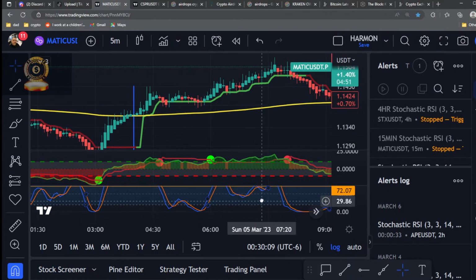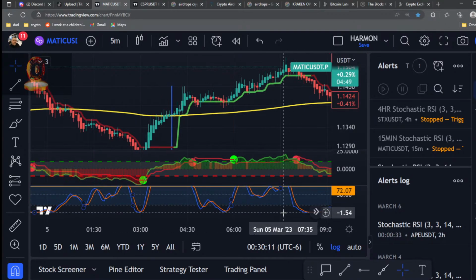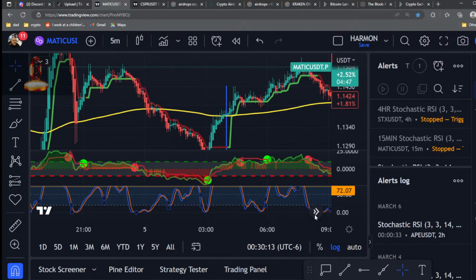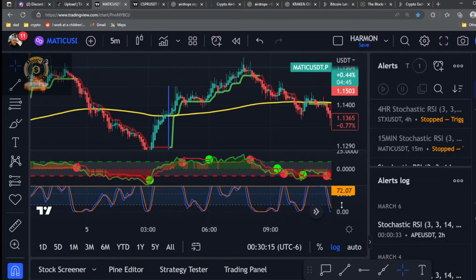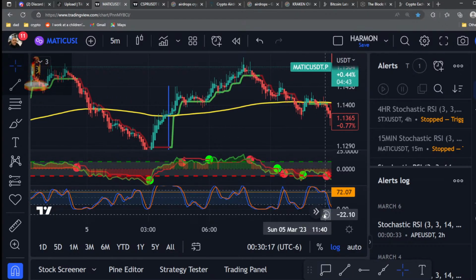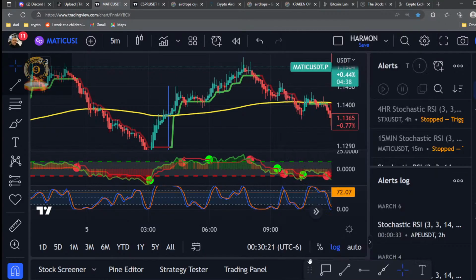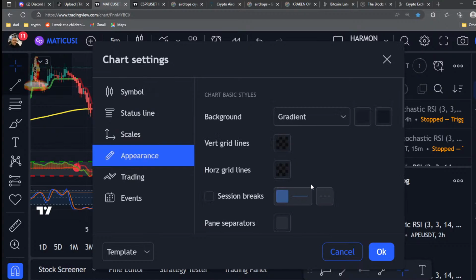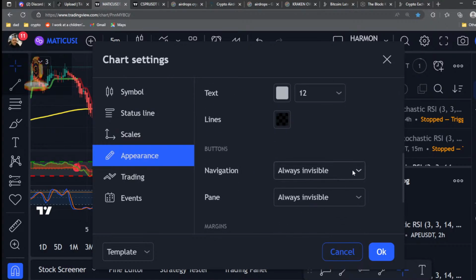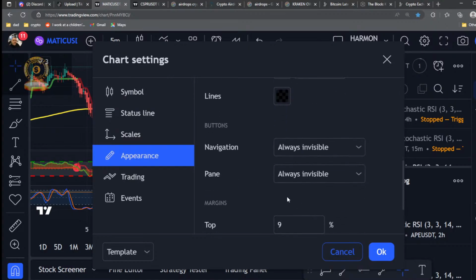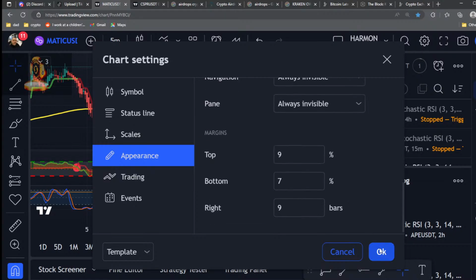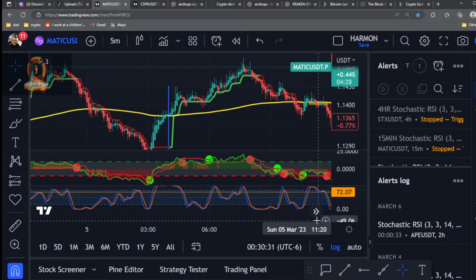Hold on, man. All right, first of all, I need to hit my right. I need to go to settings. I need to go to appearance. I need navigation always invisible. Okay, that's all there.